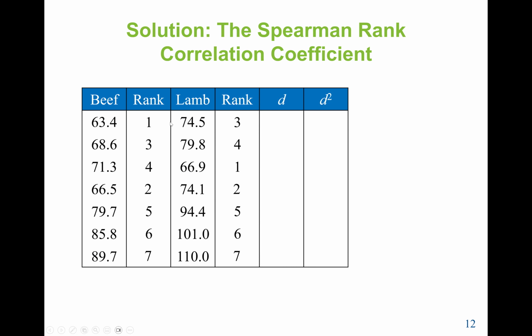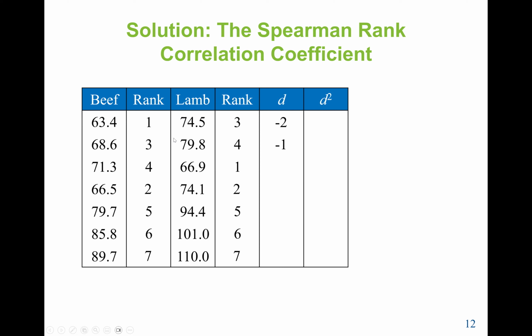Now the D will be the difference between the beef rank and also the lamb rank. It doesn't matter. You can do 1 minus 3 or 3 minus 1. You get the same answer. Why? Because after we get the D value, we are going to use D squared. So if your answer is negative, when we square it, it becomes positive. If your answer is positive, when you square it, it is still positive. So it doesn't matter. We can say the lamb rank 3 minus 1 or 1 minus 3 because we are not using D, we are using D squared in the formula.